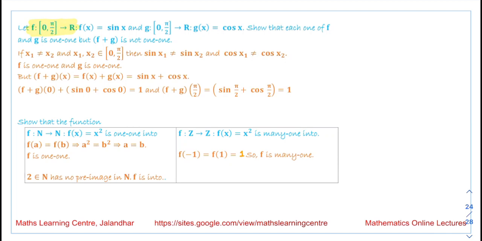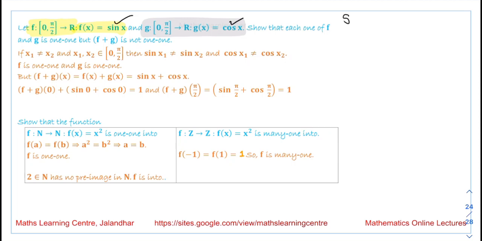Now the next question we have is, let the function f be defined from the closed interval 0 to pi by 2 and f(x) is sin x. We have the function g defined from the closed interval 0 to pi by 2 and g(x) is equal to cos x. We have to show that each of the functions f and g is 1-1, but f plus g is not 1-1.